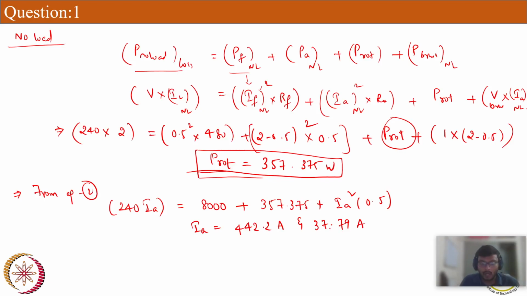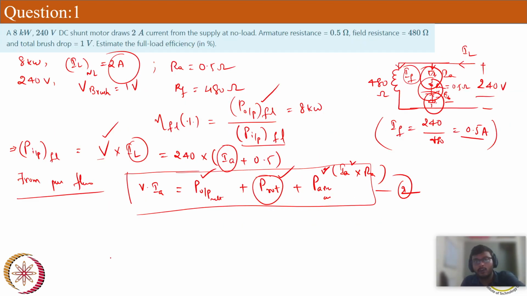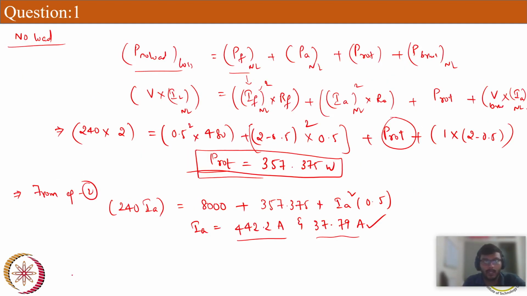37.79. Okay, now again, this 442 is a bit impractical. The armature current cannot be that high, and 37.79 seems to be a feasible full load armature current. Now again, select this 37.79, and now it's just substituting the value of IA here to get the full load efficiency.